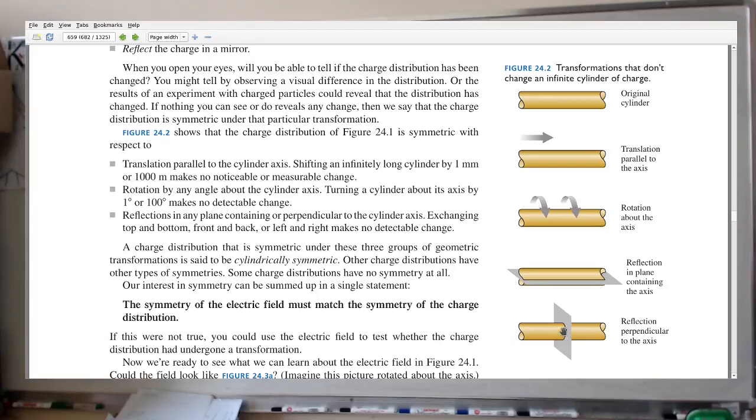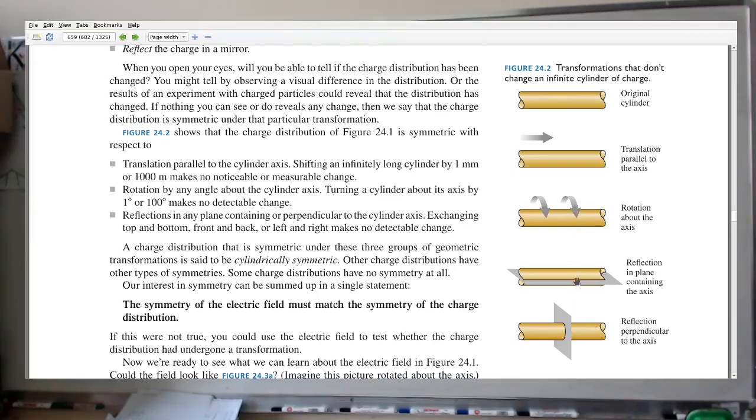And likewise for reflection perpendicular to the axis. Imagine that I'm starting 3 meters to the left of this plane that's perpendicular to the axis. If I now move 3 meters to the right of this plane, everything should remain the same. This is similar to the translation parallel to the axis, but it's not the same. In this case, the electric field that you see is just constant, so doing a translation or reflection is not going to change anything. You always get the same thing, but not necessarily for other situations.